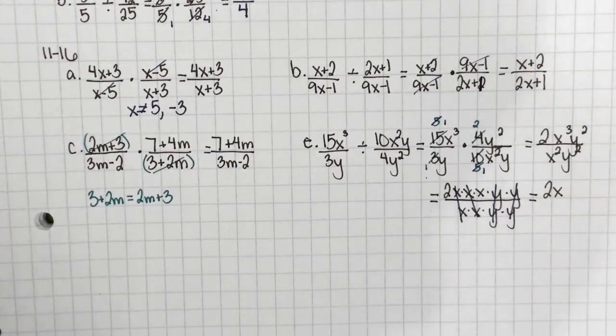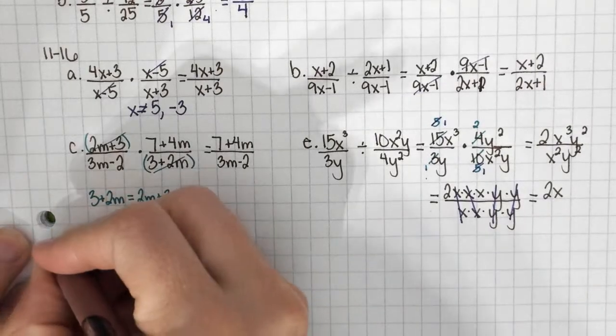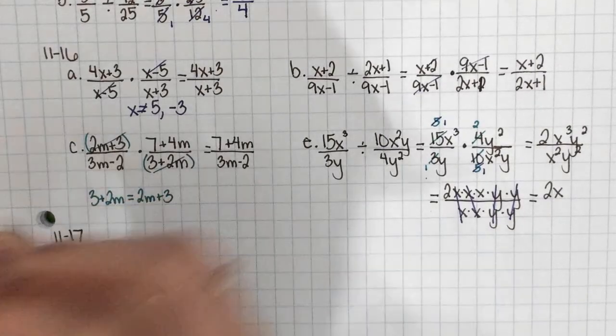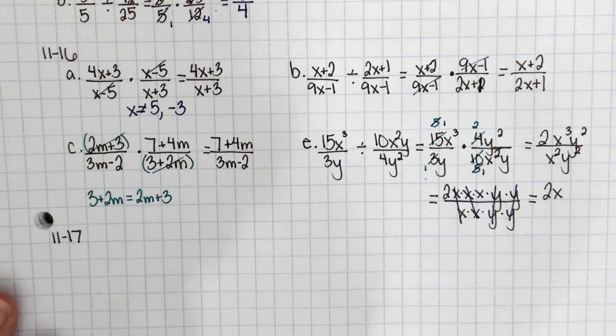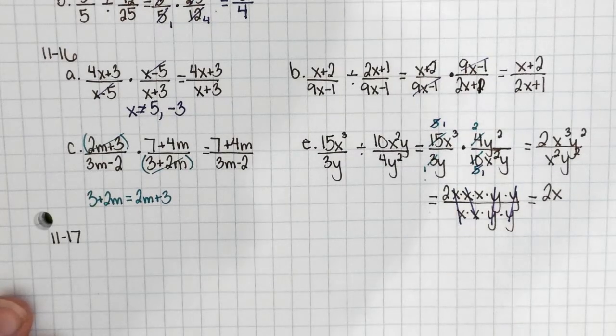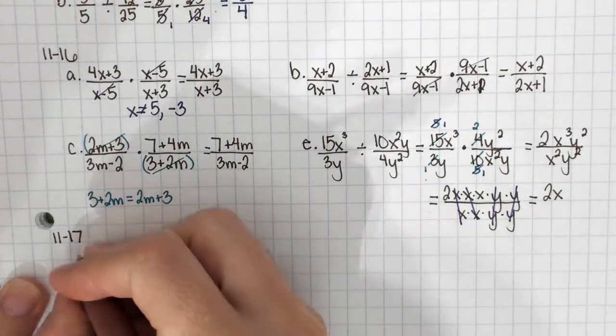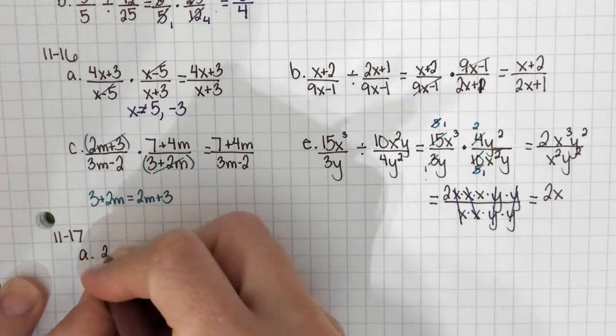Alright, so 17, we're going to go probably just to part D. And then A and B, those are just really straightforward problems from the beginning, just reminding you.